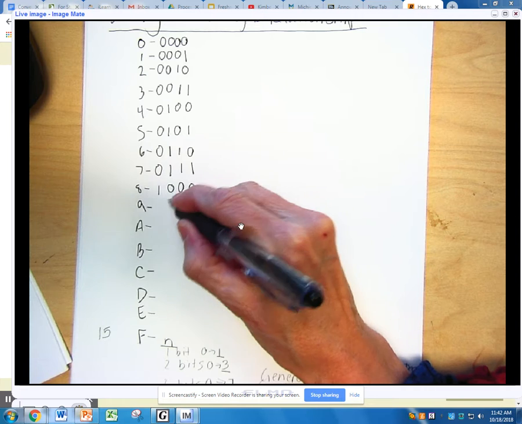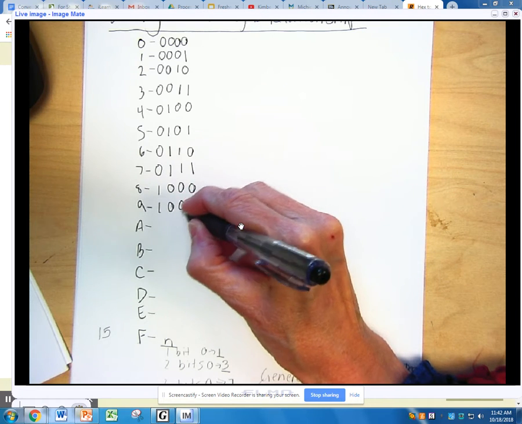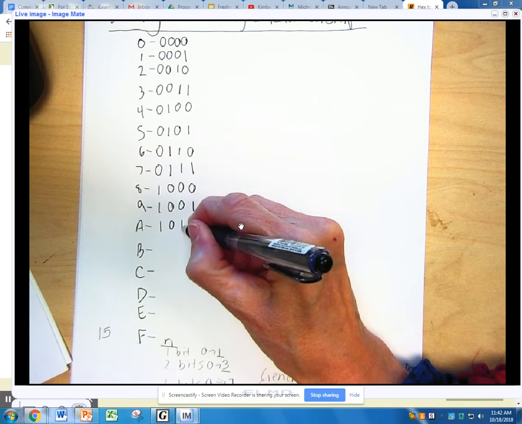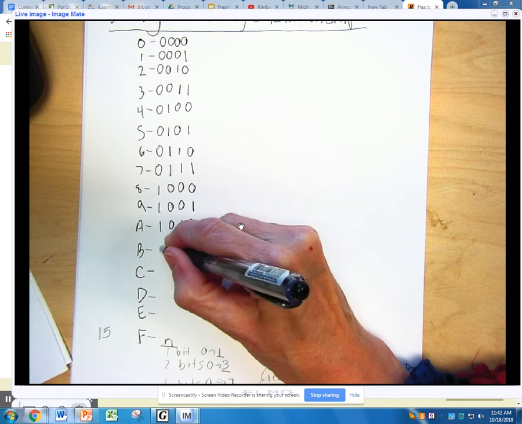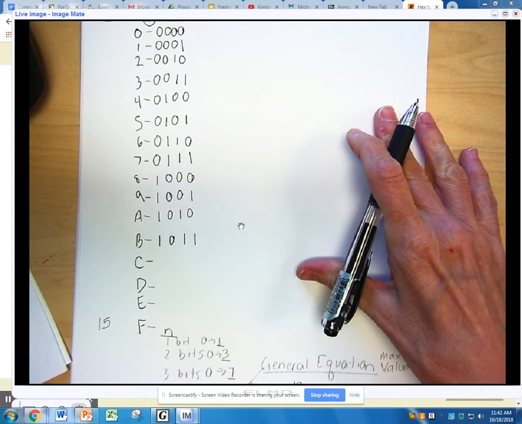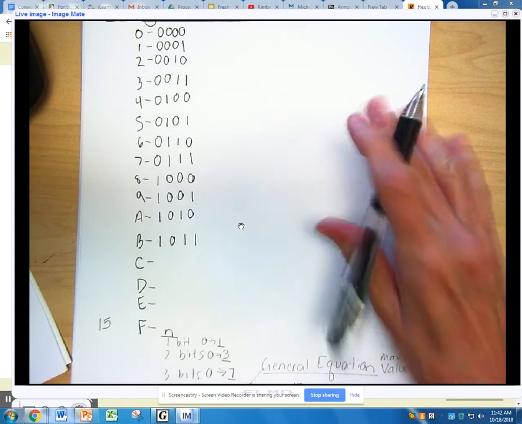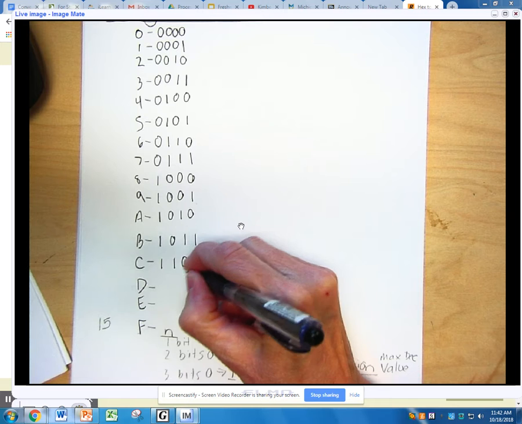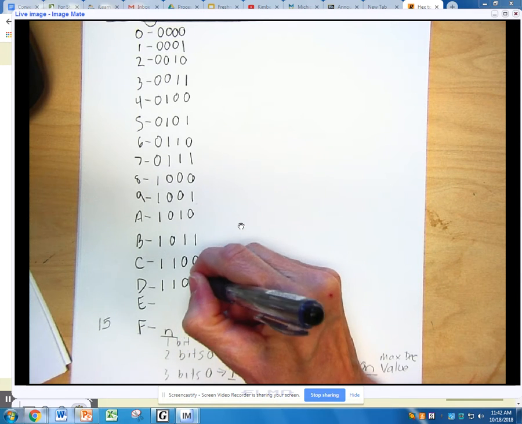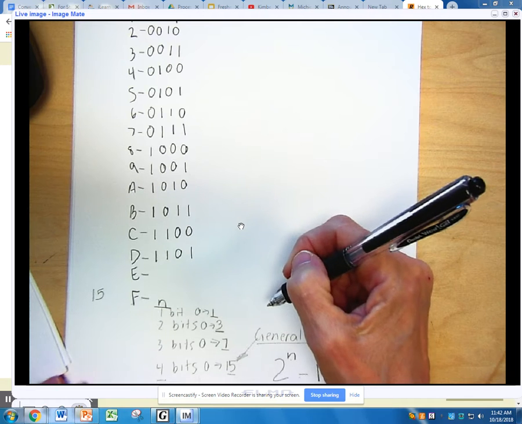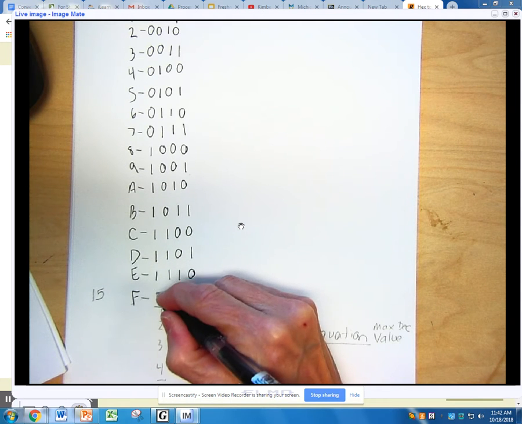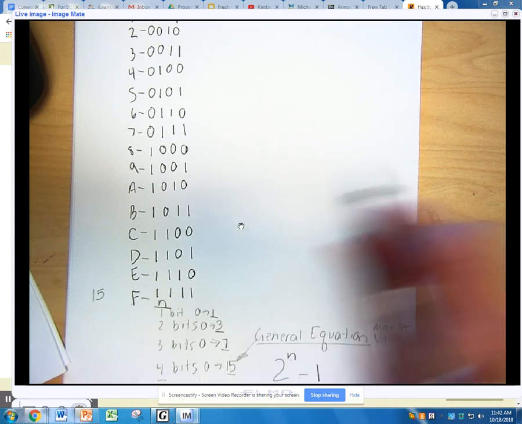Then 9 would be to add one more: 1001. A is 10, so that's 1010. B is 11, 1011. C is 12, 1100. D is 13, 1101. E is 14, 1110, and F is 15, 1111.